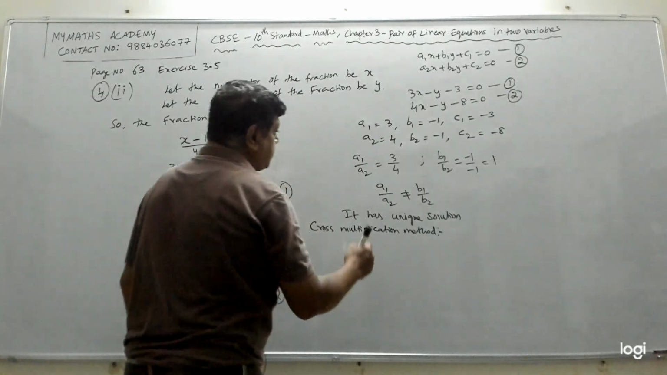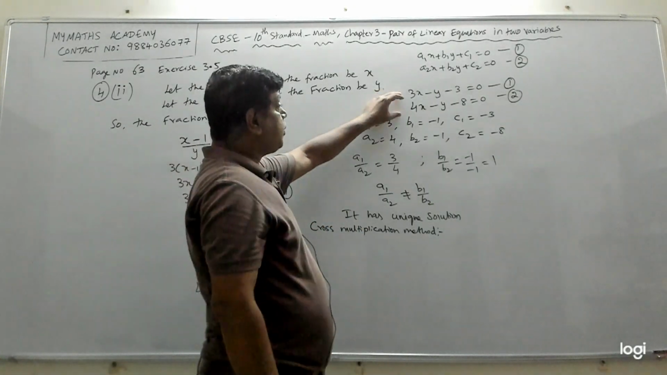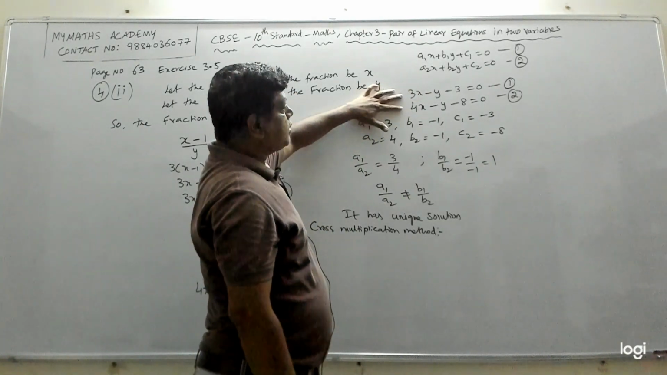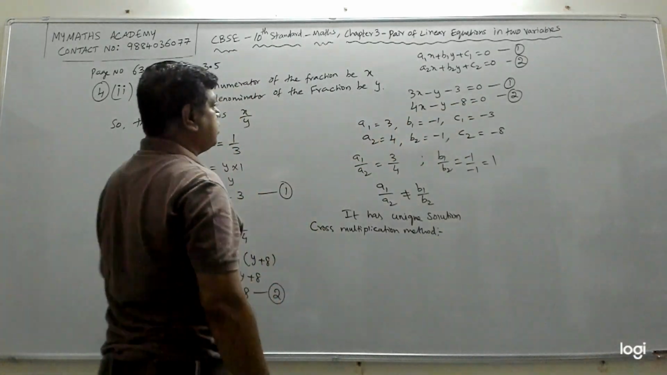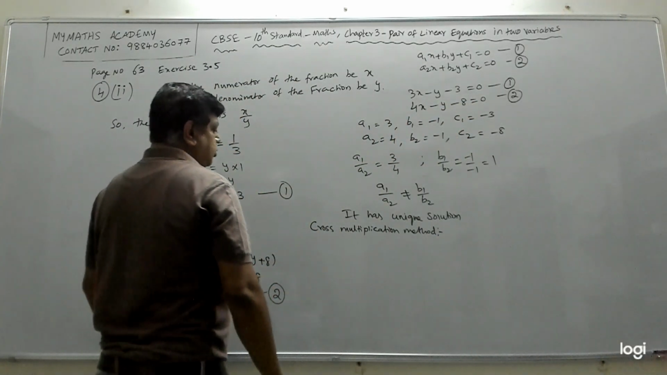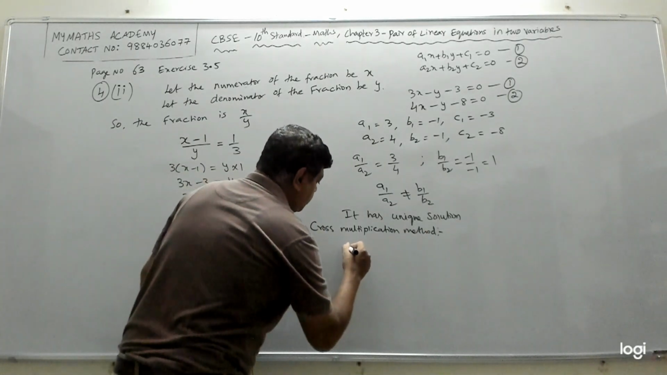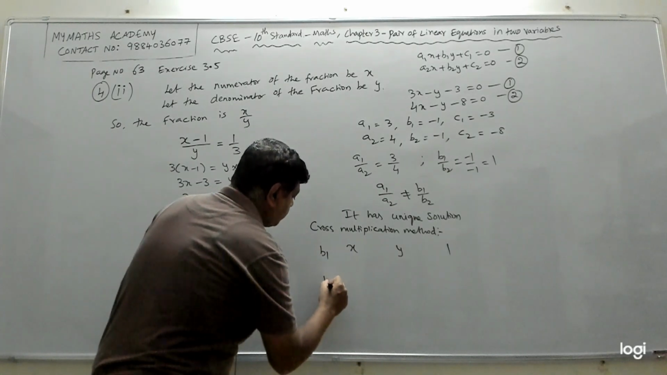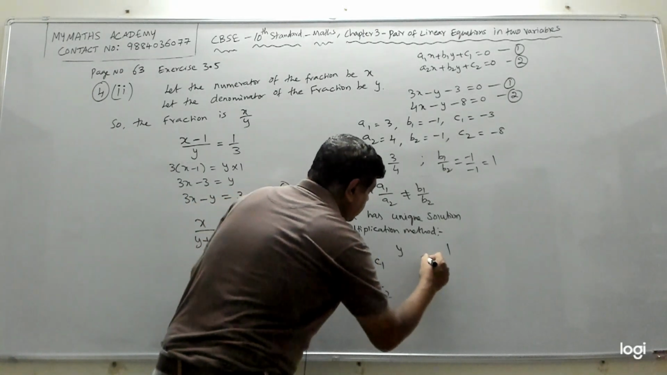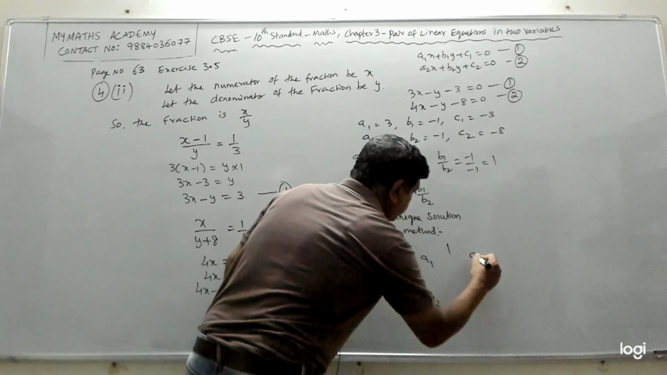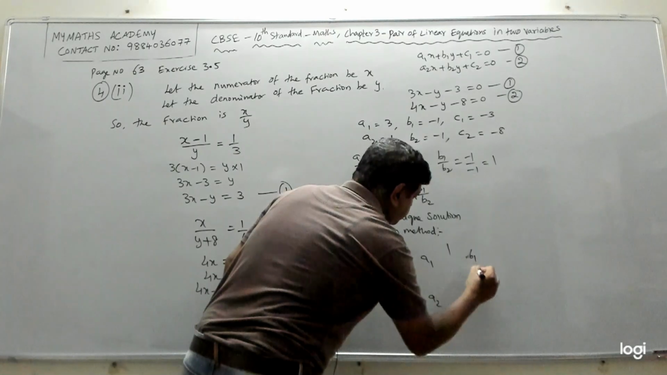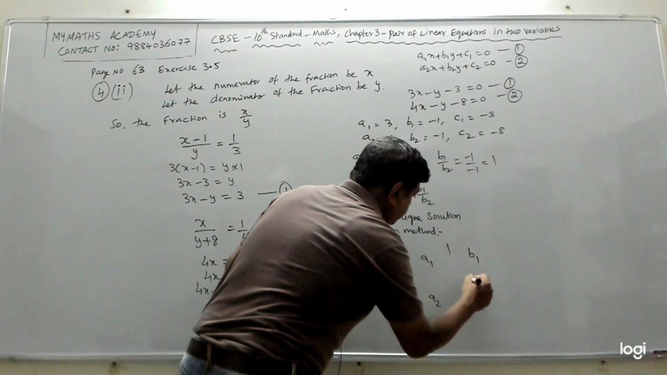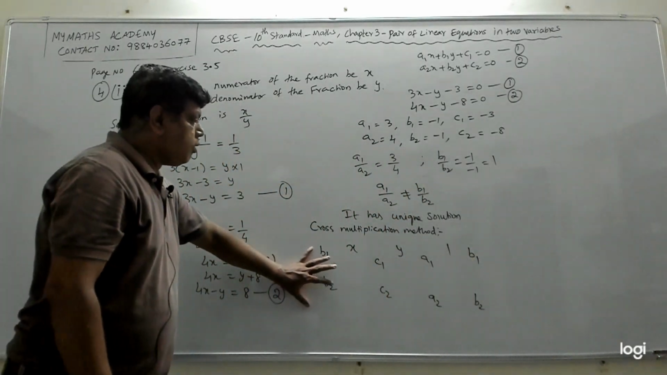Right? So for the cross multiplication method, we have to make sure that first the given equations are in this form. Then only we can find A1, B1, A2, B2, and C1, C2 and all that. So the cross multiplication method: we'll write x, y and 1. Then here we will put B1, B2, C1, C2, A1, A2. Then again here we'll put B1, B2. Fine. Then we need to substitute the values.